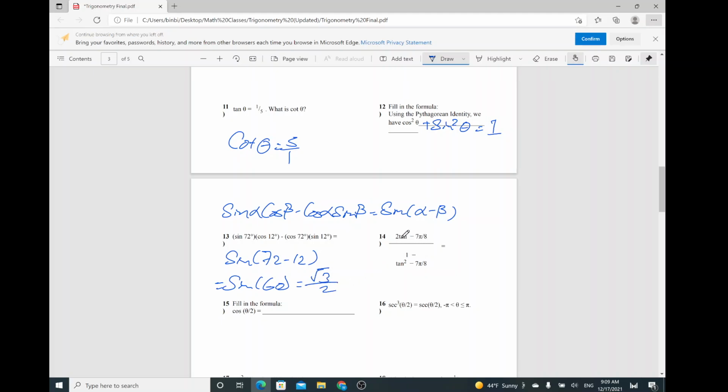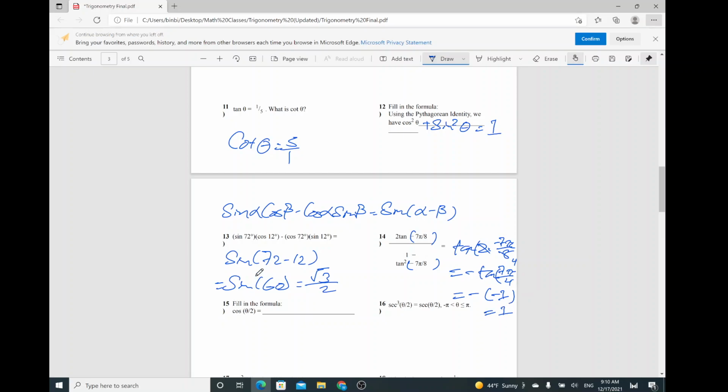And this one, 2 tangent of negative 7 pi over 8 divided by 1 minus tangent squared of negative 7 pi over 8. So this one is a double angle identity of tangent. So tangent of 2 times negative 7 pi over 8. So tangent is an odd function. So we're taking out the negative. So negative tangent of, 2 goes into 8 4 times, so 7 pi over 4. So negative tangent of 7 pi over 4, which is what? Negative 1. So then that'll be positive 1 here.